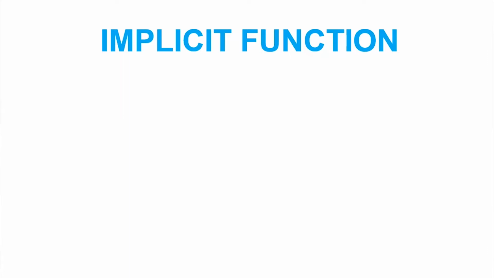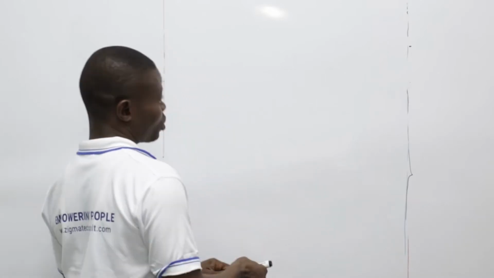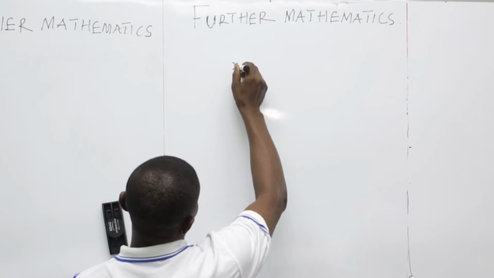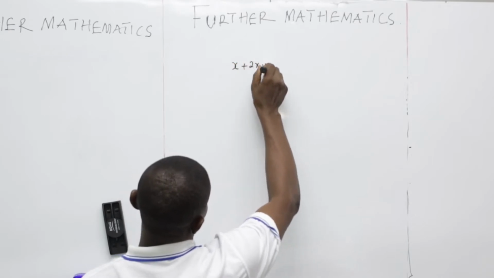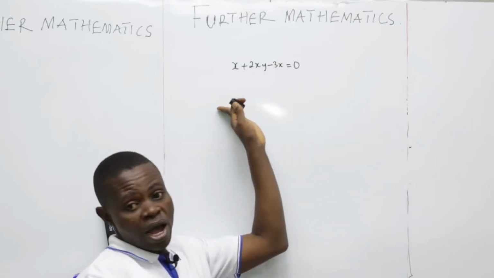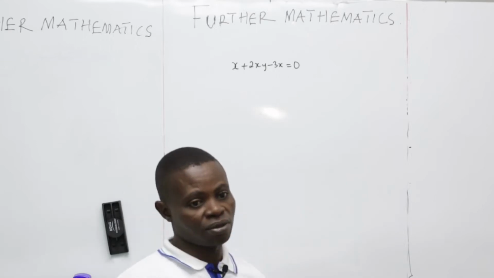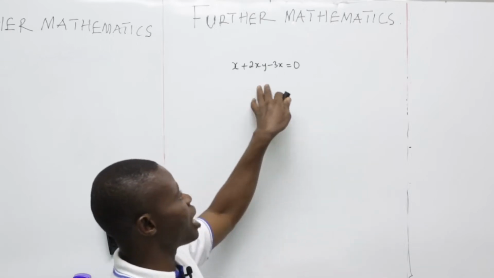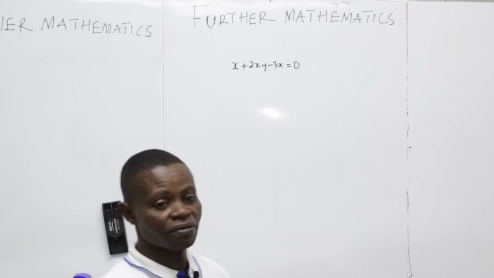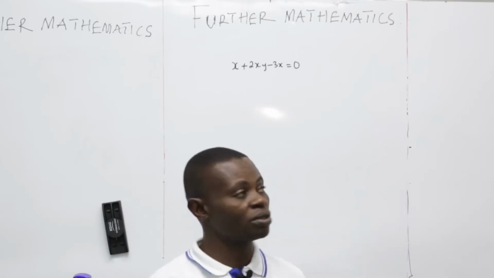Implicit function. An implicit function is known when y is not made a function. How do I mean? When there's a product existing in a question. Look at this. Let's say x plus 2xy minus 3x equals 0. In this case, y is not made to be a function, so y is mixed in between. So that's how you know an implicit function.